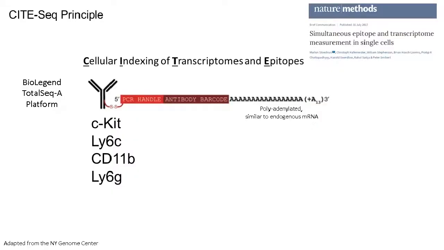To better understand the trajectory of granulocytic development, we decided to utilize CITE-Seq, or cellular indexing of transcriptomes and epitopes. And at the time, it was lucky for us that BioLegend's TotalSeq-A platform was just being launched, and they had 4 available markers: c-KIT, Ly6C, CD11b, and Ly6G, which fits perfectly into our analysis plan. And so this technology uses barcode conjugated antibodies that are polyadenylated, similar to endogenous mRNA, so they can be integrated into the 10x Genomics workflow.